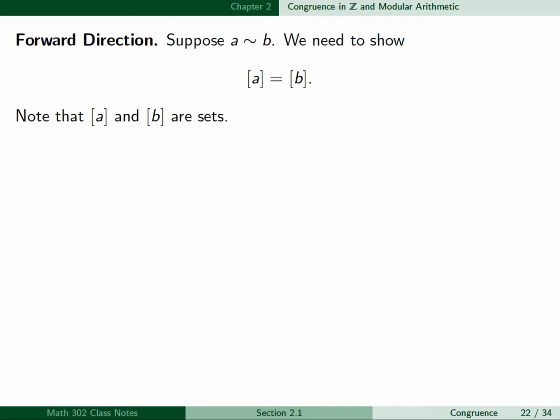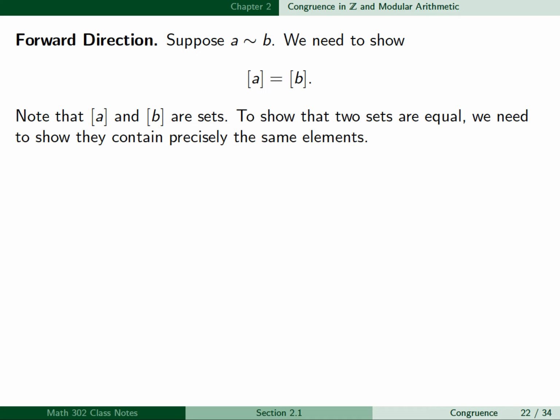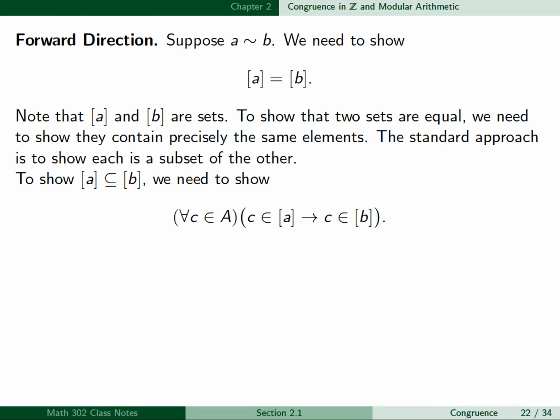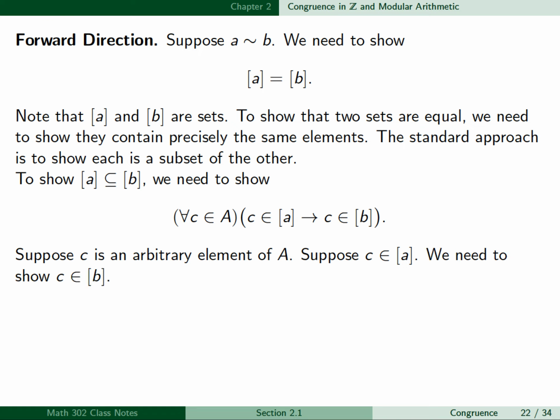Now note that the class of A and the class of B are both sets. And to show that two sets are equal, we need to show that they contain precisely the same elements. So the standard approach is to show that each is a subset of the other. So that's what we'll do here. To show that the class of A is a subset of the class of B, we need to show for all C in A, C is an element of the class of A implies that C is an element of the class of B. So to prove this, we'll suppose C is an arbitrary element of A. We'll suppose that C is in the class of A. We then need to show that C is in the class of B.